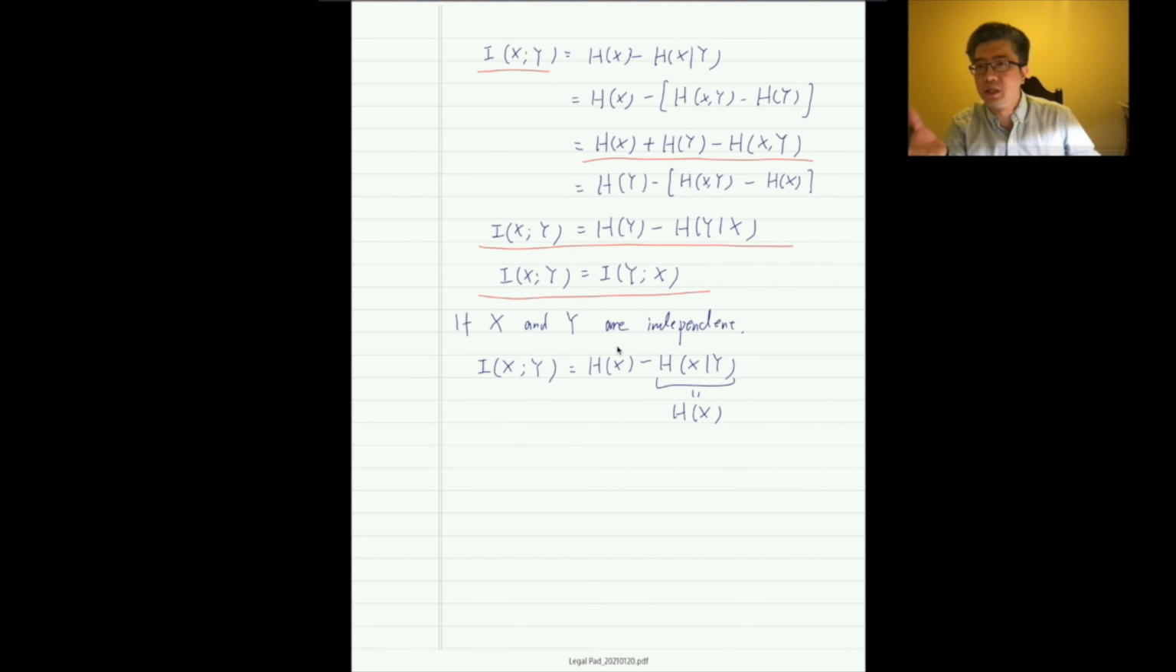It's like we didn't observe anything, right? Therefore, this will be equal to 0. So if x and y are independent, the mutual information will be 0. All right, let's see this formula again: the mutual information equals H(X) plus H(Y) minus H(X,Y).